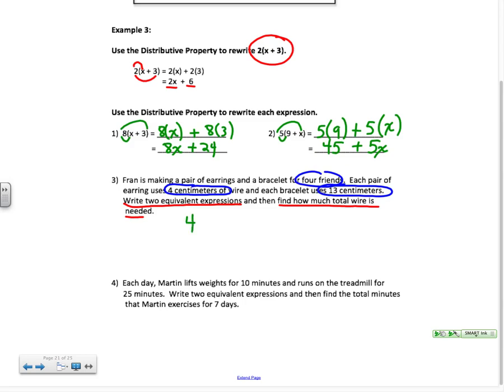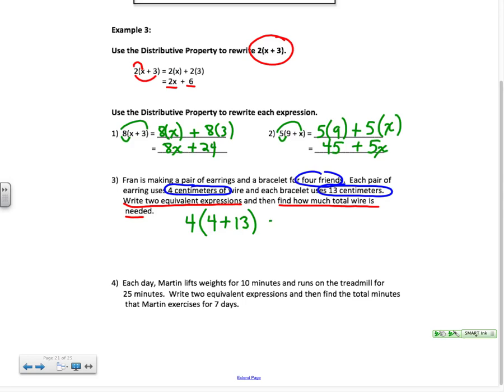Okay, and I'm going to group together the wire. There's 4 friends she's making the earrings and the bracelet for. The earrings take 4 centimeters, plus she also needs wire for the bracelets. So 4 plus 13 tells us how much wire she needs for one friend to make an earring and a bracelet, times the 4 means there's 4 of those she has to make.